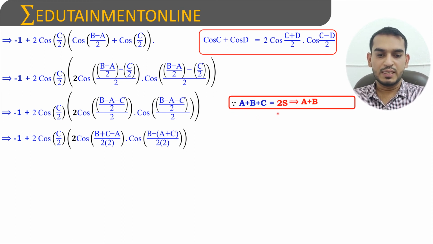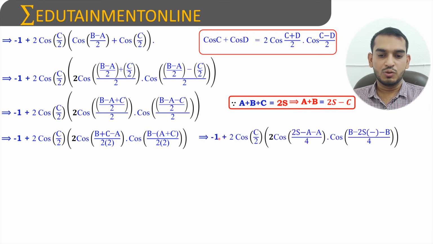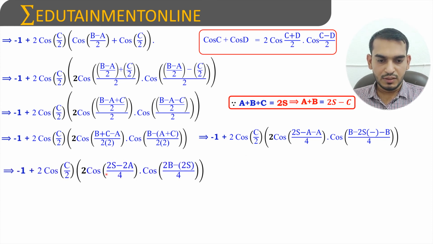Since we know that a plus b plus c is equal to 2s, a plus b is equal to 2s minus c. So in place of b plus c, we can write 2s minus a. And here we have a plus c, so we can replace this with 2s minus b, because a plus b plus c is equal to 2s. So now 2s minus a minus a is minus 2a, and b minus of minus b is plus b. So b plus b is 2b, and minus 2s.